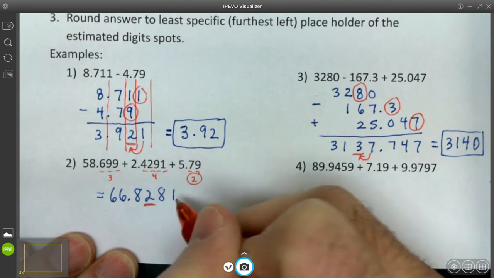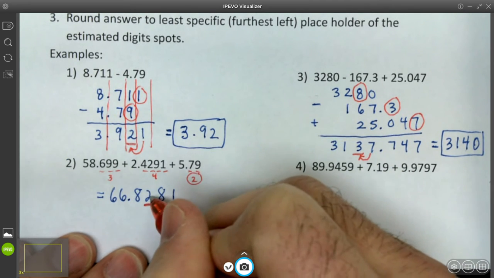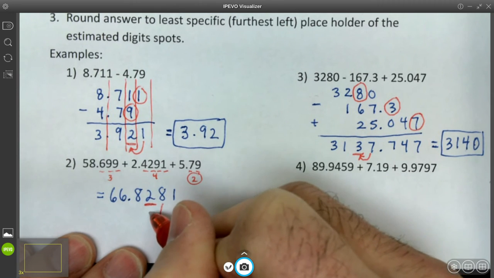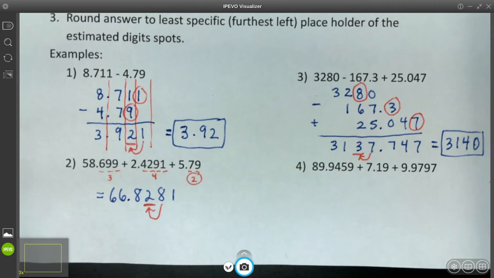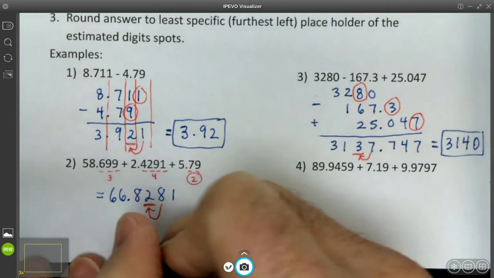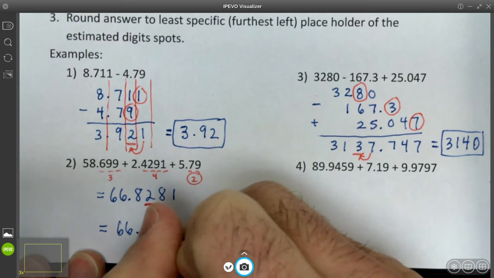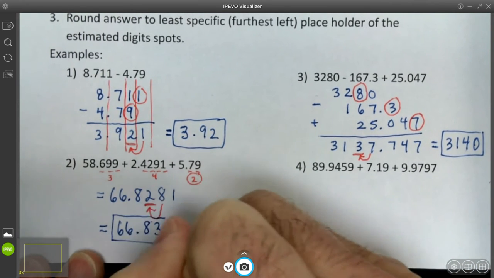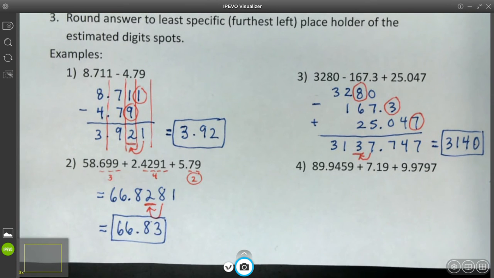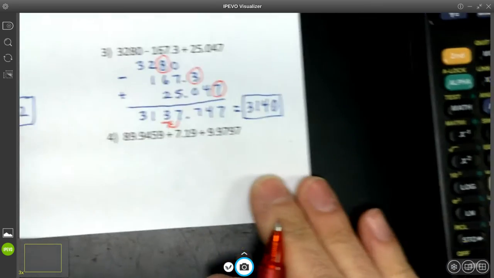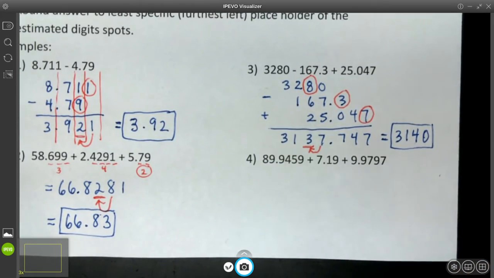This is where we're rounding. 2, that's the last decimal spot we want. So we look 1 past it. Does that round it up? Yes, it does. So our answer becomes 66.83. Okay, so it's a little bit of a shortcut if they all have decimals. All right. Let's take a look at number 4 as practice.